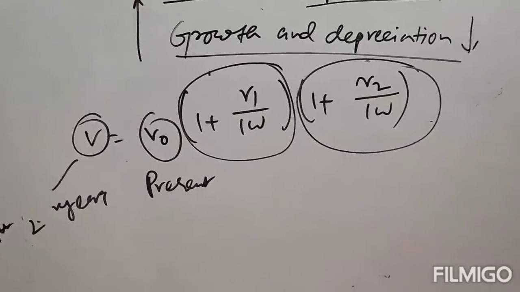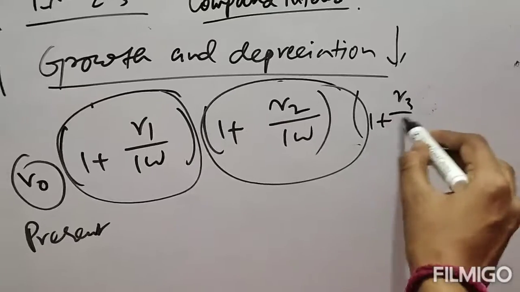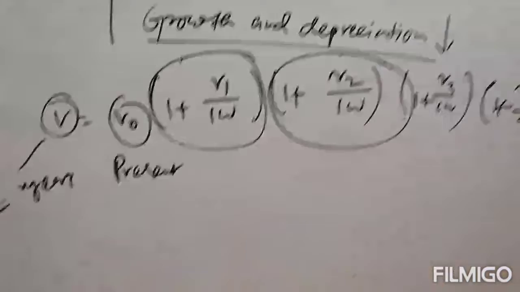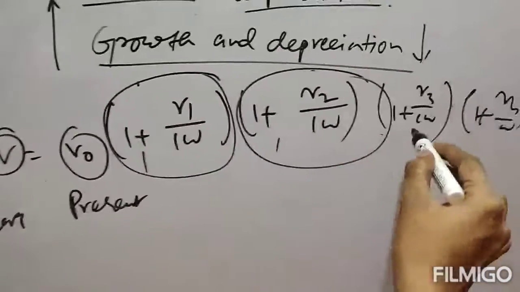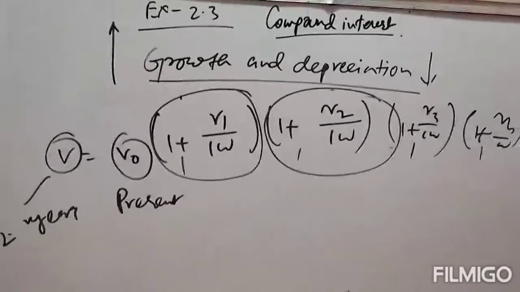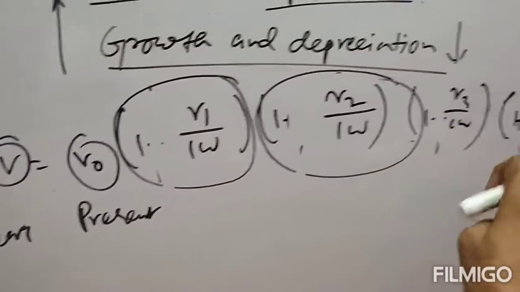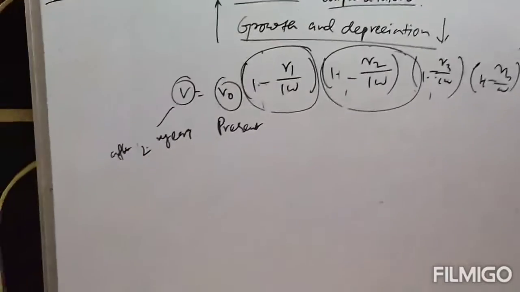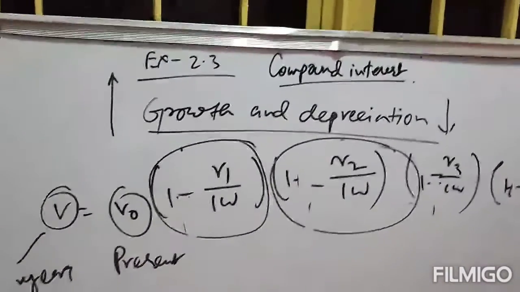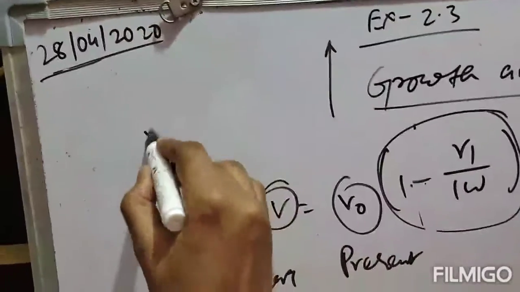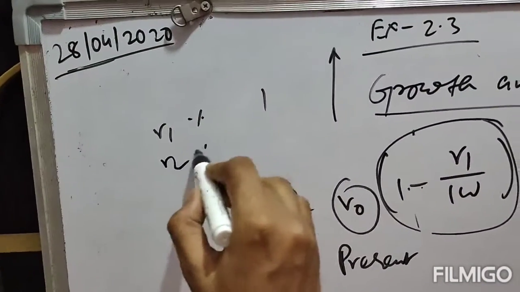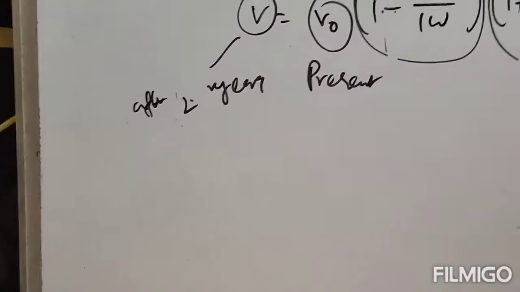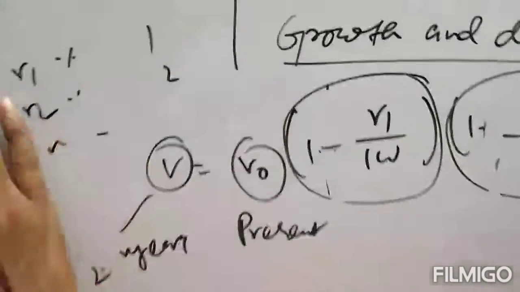If 3 years are given, then we will write (1 plus R3 by 100). If 4 years are given, we will write (1 plus R4 by 100), and so on. Clear? This is growth, because the plus sign is given. If there is depreciation, the sign will be replaced by minus. R1 is the rate of growth percent for the first year, R2 is the rate for the second year, R3 for the third year, and so on. Clear? So these three are the formulas, and one extra formula is also there.